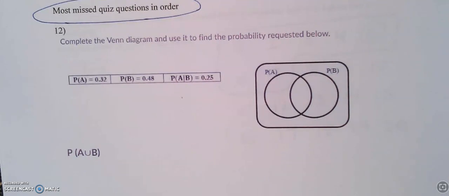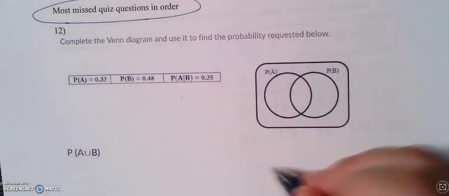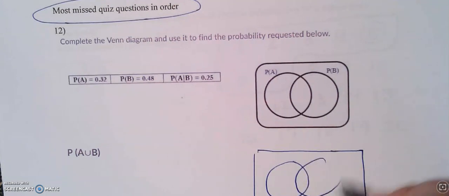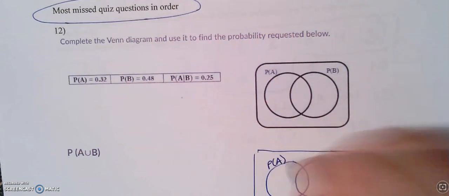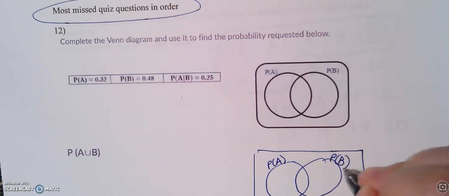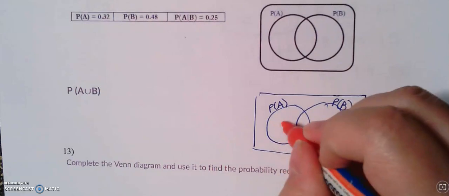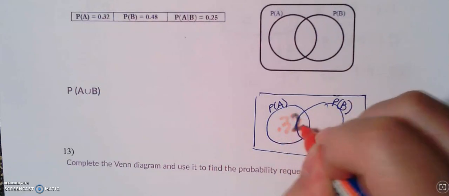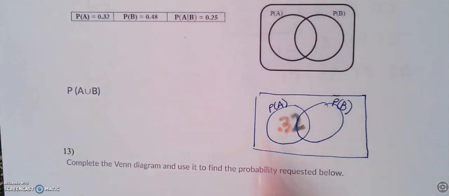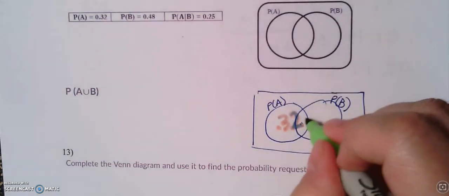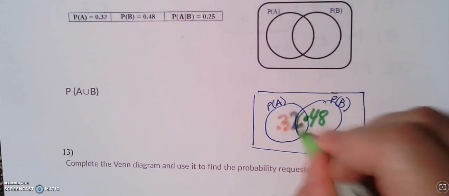Okay, so basically, first off, let me show you what we're thinking here. The probabilities of being in group A go in that circle, and the probability of being in group B goes in that circle. So when they tell me the probability of being in A is 0.32, that's like saying this whole area is 0.32, including the part that bleeds over into B. And when they tell me the probability of B is 0.48, that means this whole area, including the part that bleeds over into A.